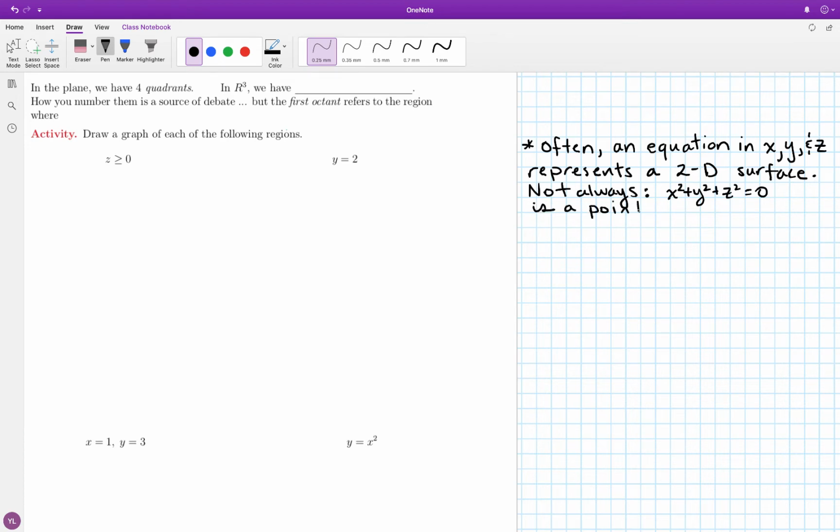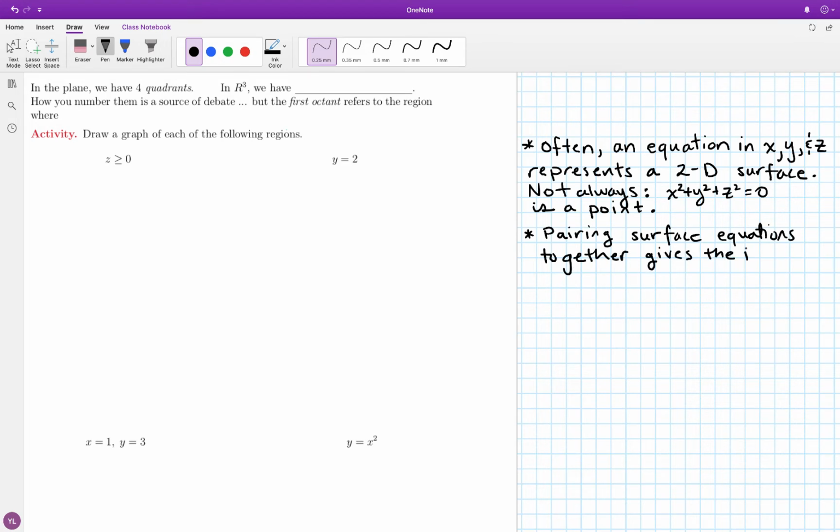is actually only satisfied by the origin. And so it doesn't represent a surface, it represents a zero-dimensional point. But a lot of times if you encounter an equation, it's going to be a surface, like a plane or some sort of curved surface, something like that.